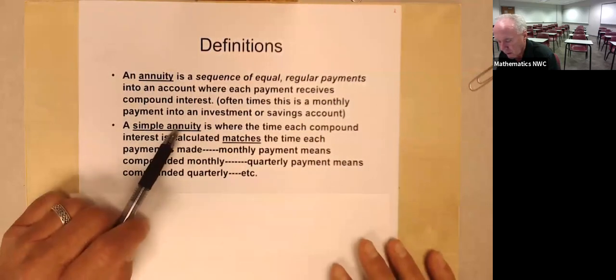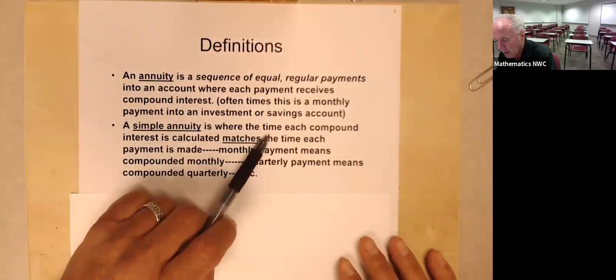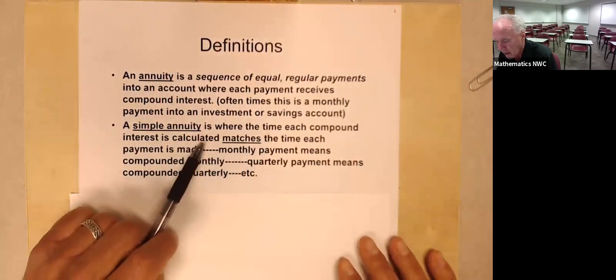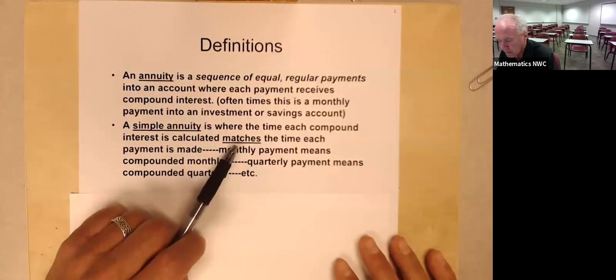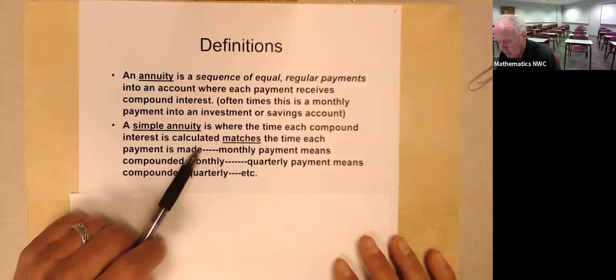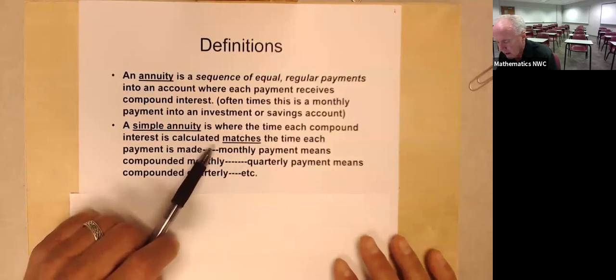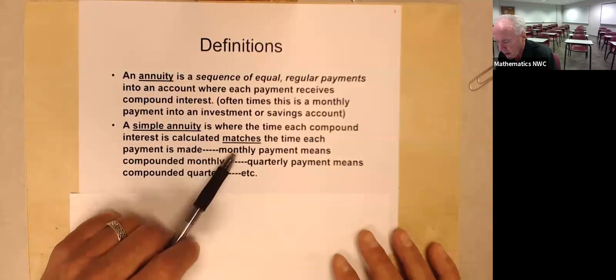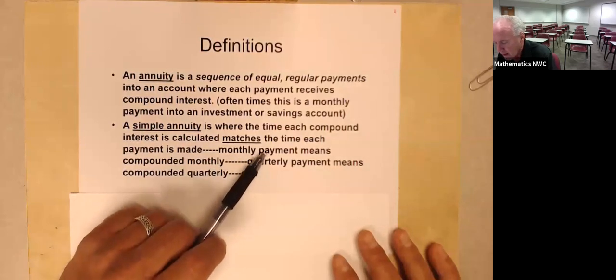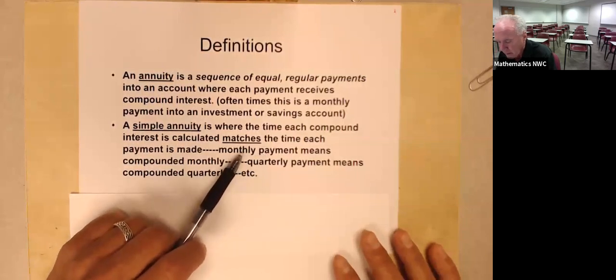A simple annuity, which is the kind we're looking at today, the most common by far, is where the time each compound interest is calculated matches the time each payment is made. What do I mean by that? It means this: if we are going to have compound monthly interest, we would be making monthly payments into it. If I had compounded weekly, I would be asked to put in weekly payments.